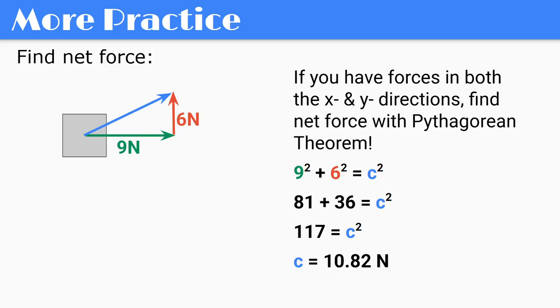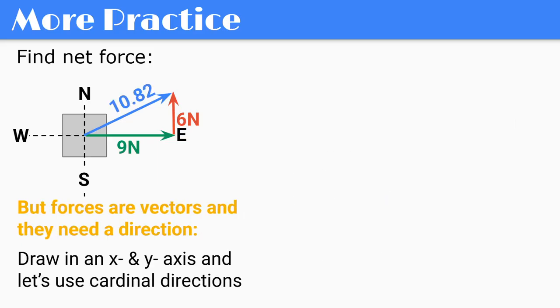Again, force is a vector, it needs a direction as well. So we've got the magnitude, but now we have to figure out the angle. We're going to do cardinal directions this time. You'll notice I labeled my 10.82 on my diagram. But instead of using up, down, left, right, I have north, south, east, west, because sometimes the questions you're solving will use these directions instead.